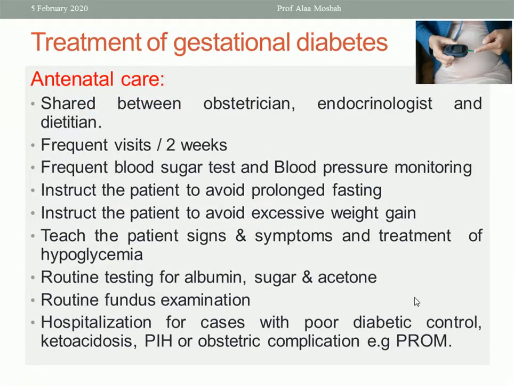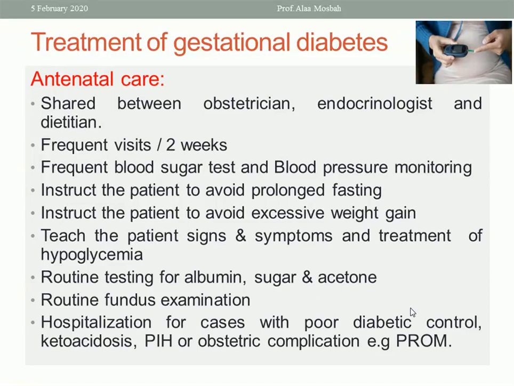Treatment of gestational diabetes includes antenatal care shared between obstetrician, endocrinologist, and dietitian. Frequent visits, more than usual in normal cases. See the patient every 2 weeks. Frequent blood sugar tests and blood pressure monitoring for the risk of preeclampsia or gestational hypertension. Instruct the patient to avoid prolonged fasting.